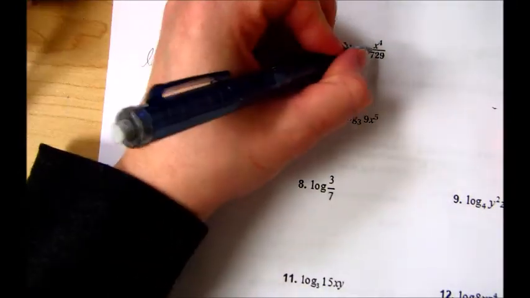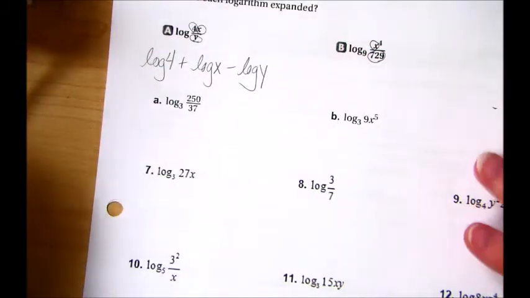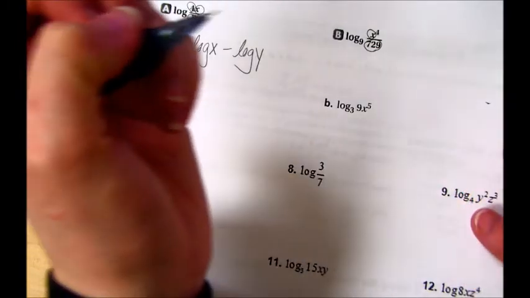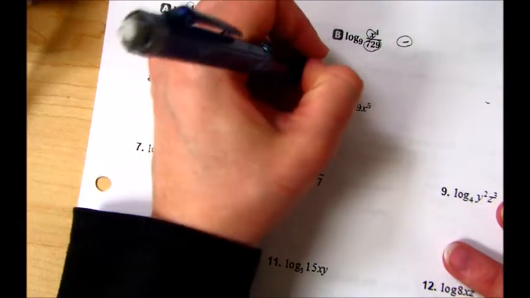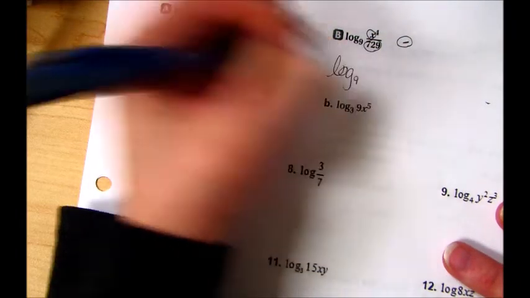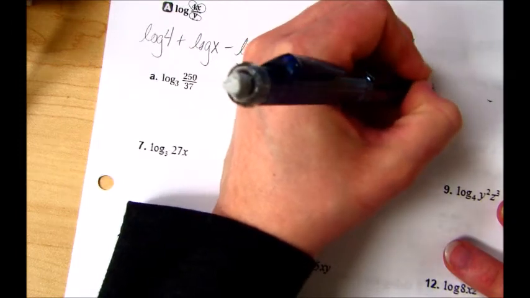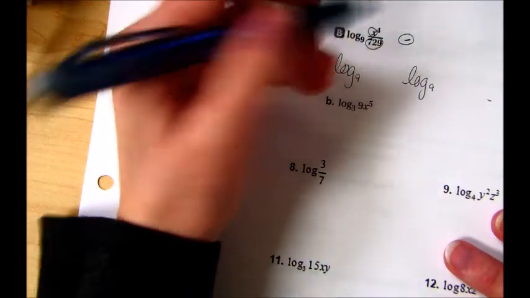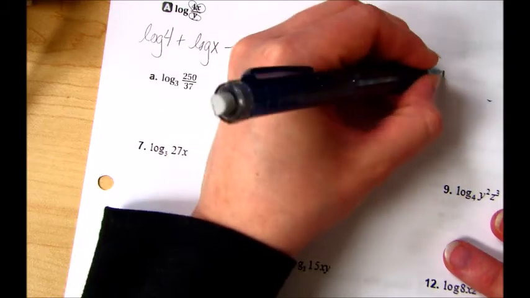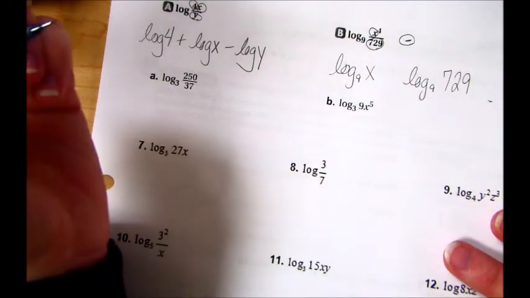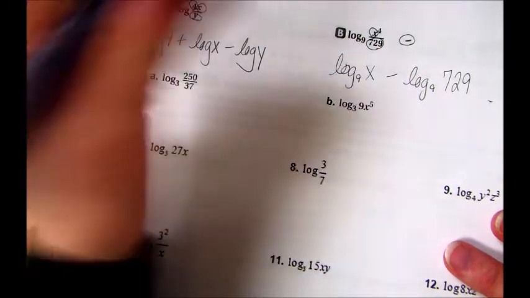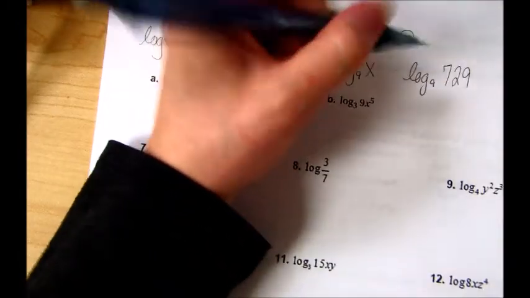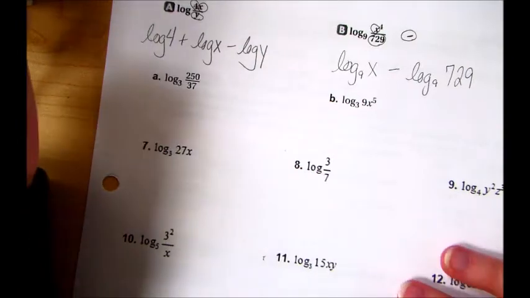Let's try the same thing with part B. I see an x and I see a 729. And I see a divide by bar. This is going to be a subtraction problem because I have a division. So I'll write my log with a little 9 and my log with a little 9. X is on the top, so it will go first. 729 is on the bottom, we'll write it second. Division is subtraction. That's a very funny subtraction sign. There you go. Division is subtraction.